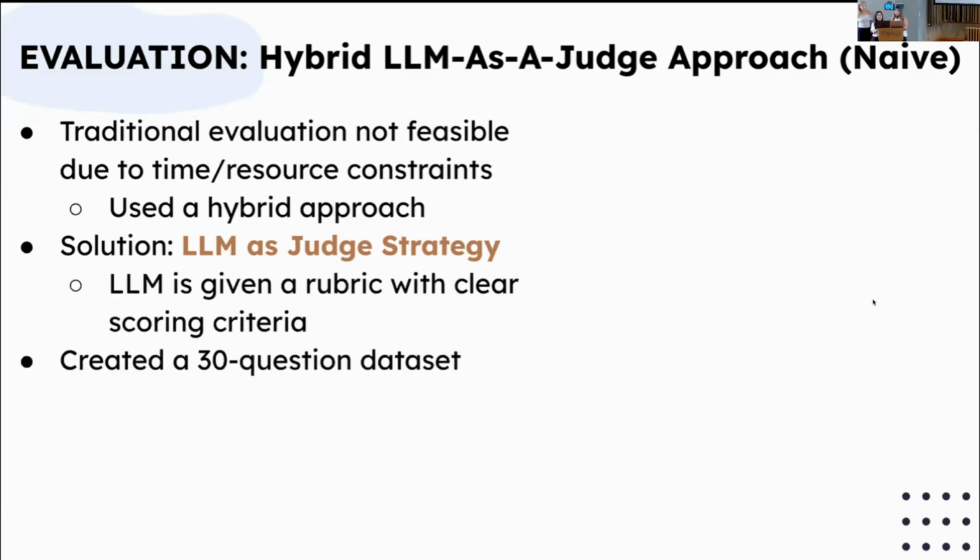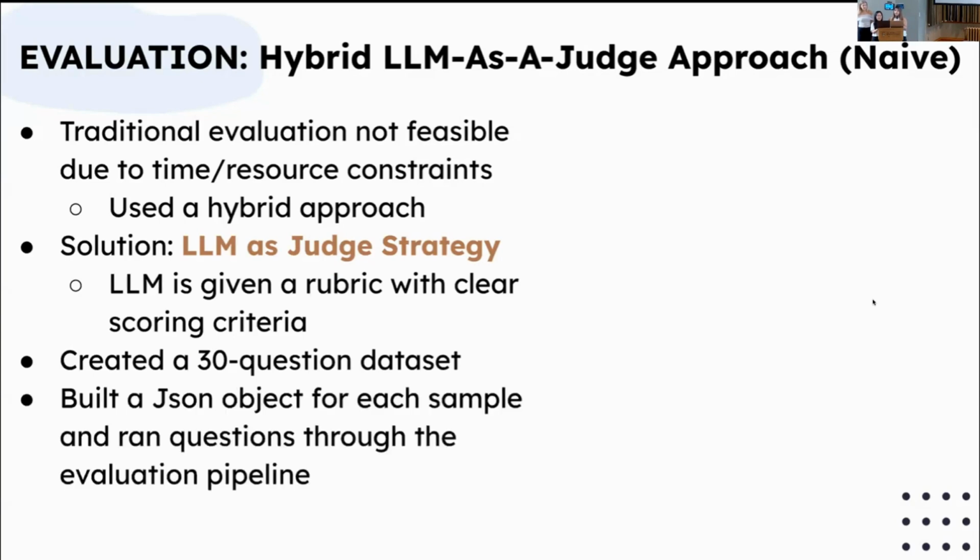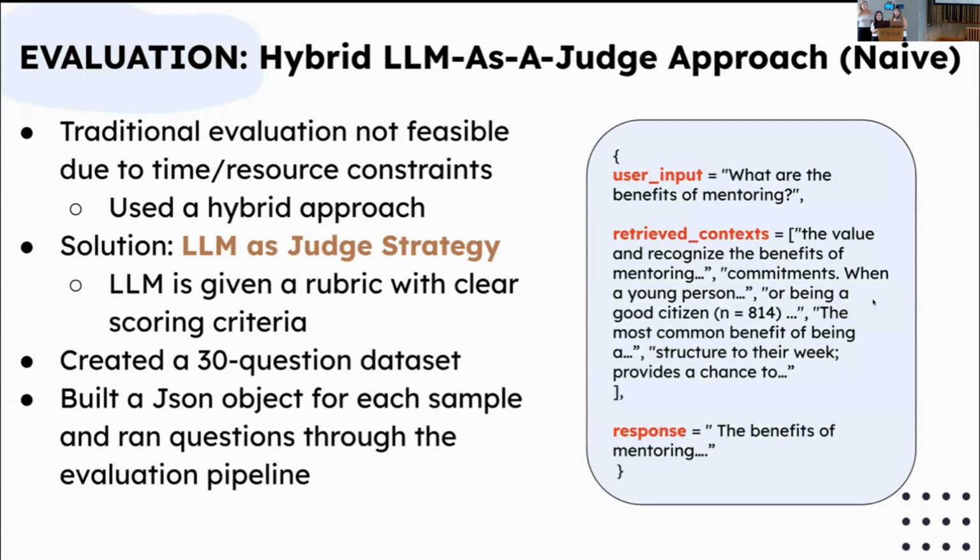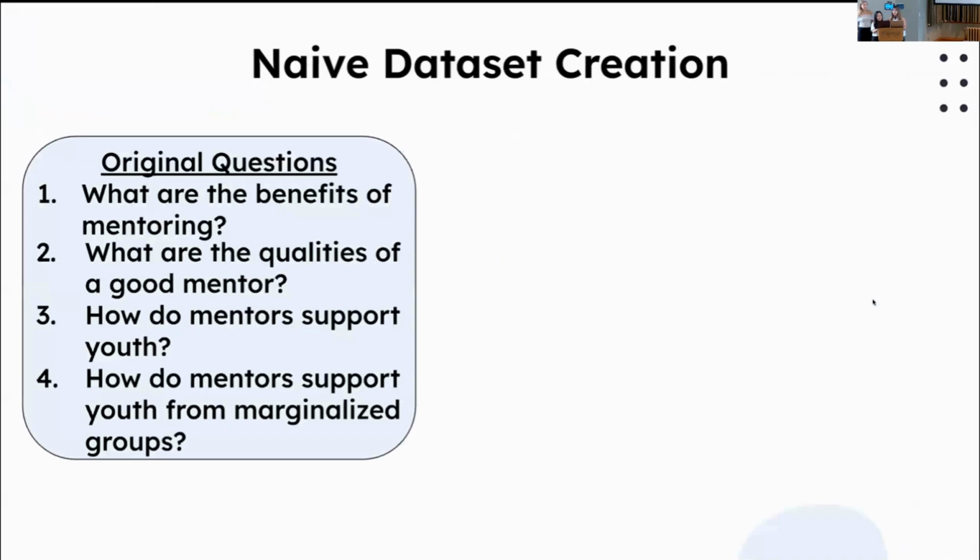So we created a small data set of 30 questions and converted each question into a JSON object that we passed through our evaluation pipelines in batches of 6. As you can see here, our JSON objects consist of a user input, so a question, the retrieved context, and the response. To clarify, when we made our evaluation set, we started with 5 questions provided to us by our project partner, and we used ChatGPT to generate 26 more in a similar style.